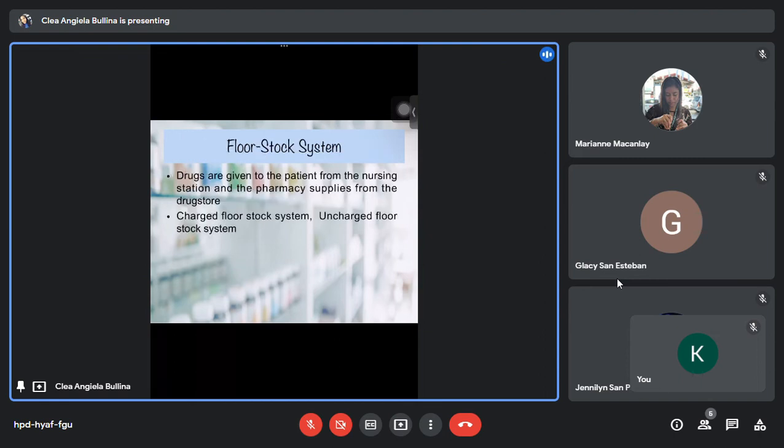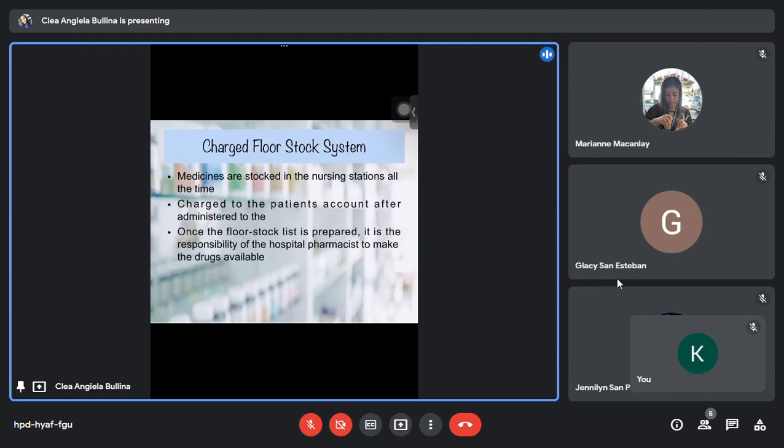Let's proceed with the floor stock system. Okay, so the floor stock system, these are the drugs that are given to the patient from the nursing station and the pharmacy supplies from the drugstore. Okay, so the way of floor stock distribution includes two types. We have the charged floor stock system and the uncharged floor stock system. What is the charged floor stock system?